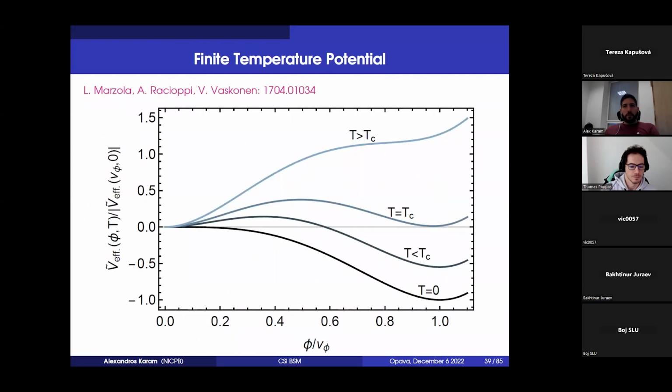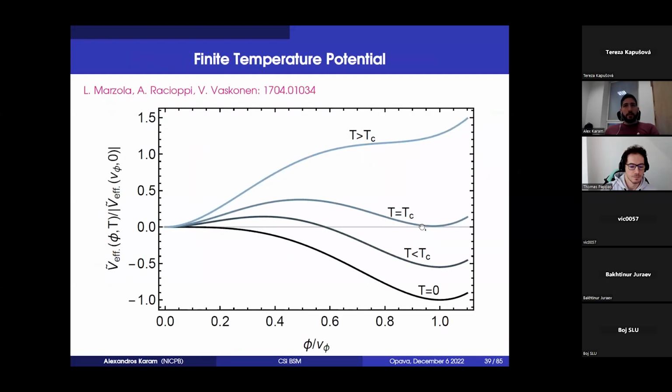And this is what the potential looks like in terms of the temperature. So we start with a potential which is symmetric around the origin, and as the temperature drops, a new minimum arises, and we have a critical temperature. Then as the temperature drops, this minimum becomes shallower and lower than the minimum at the origin. And eventually it settles at zero temperature.